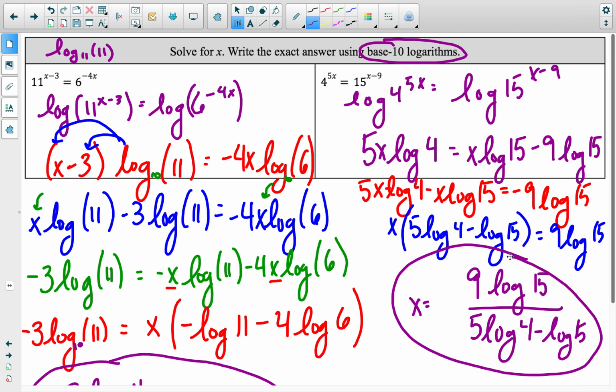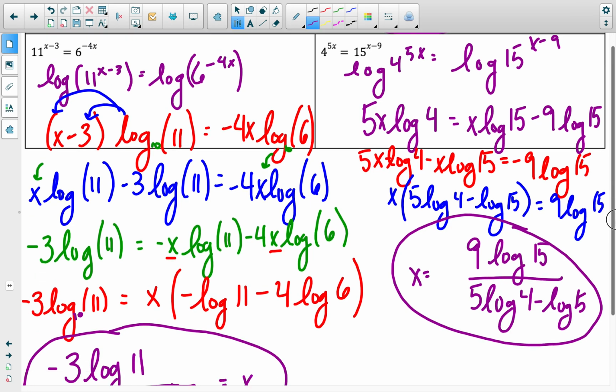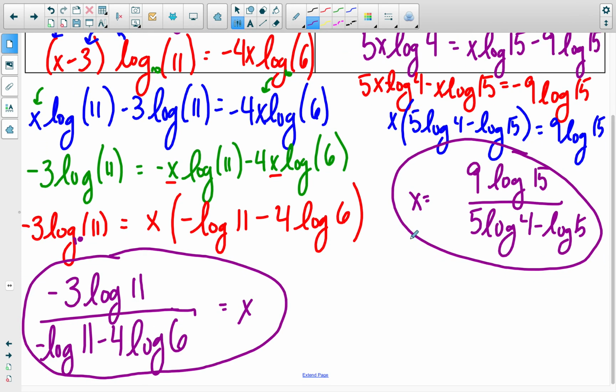So that's base 10 log, solving equations with that. I know it's kind of messy, but it's the same process that we did a couple sections ago, all right?